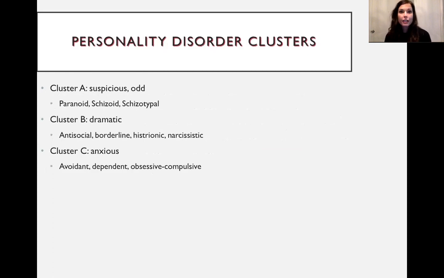So there are 3 clusters for personality disorders. Cluster A, which is suspicious, odd, and eccentric types, includes paranoid, schizoid, and schizotypal. And then we have cluster B, which is dramatic, and that's antisocial, borderline, histrionic, and narcissistic. And cluster C, which is anxious: avoidant, dependent, and obsessive-compulsive.